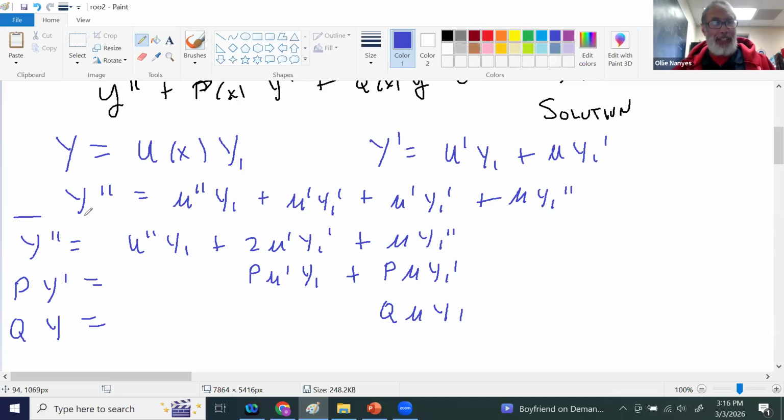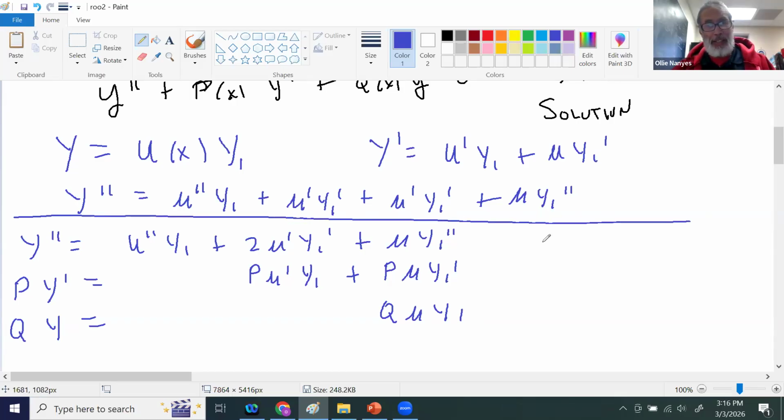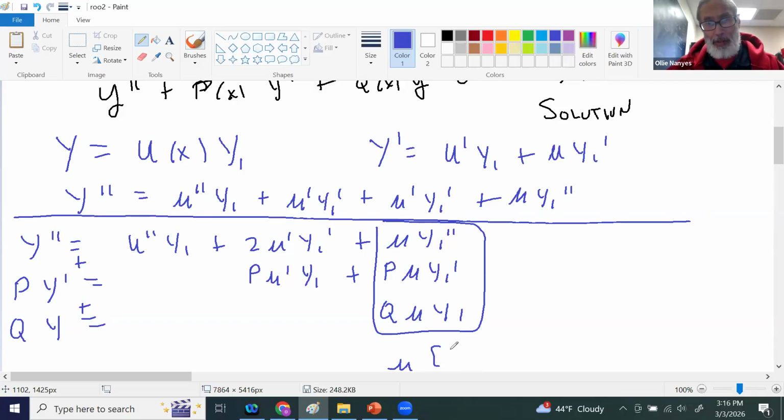Now, let's add these together. So I'm going to take this, plus this, plus this. So I'm going to add straight up and down. Now look at what gets added here. We can factor out a u, and we're going to get y1 double prime plus p y1 prime plus q y1. But remember, this is a solution to the homogeneous differential equation. So that's a big fat zero.